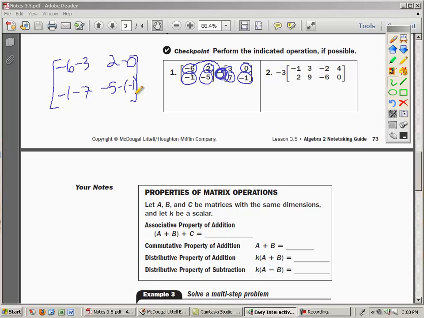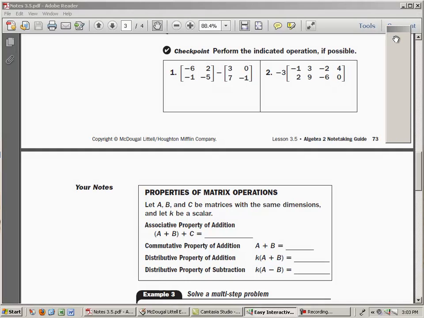So then we're going to simplify. Negative 6, take away 3 is negative 9. 2, take away 0 is 2. Negative 1, take away 7 is negative 8. And finally, negative 5 minus a minus 1 becomes negative 5 plus 1, which is negative 4. Now the other way we can think about that is as the distributive property, kind of like multiplying through by a scalar. We can think about really making this plus a negative 1 times this whole thing.